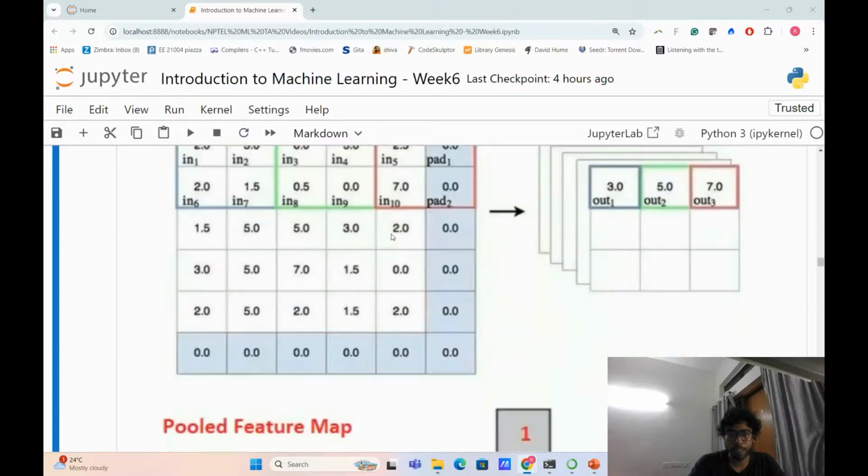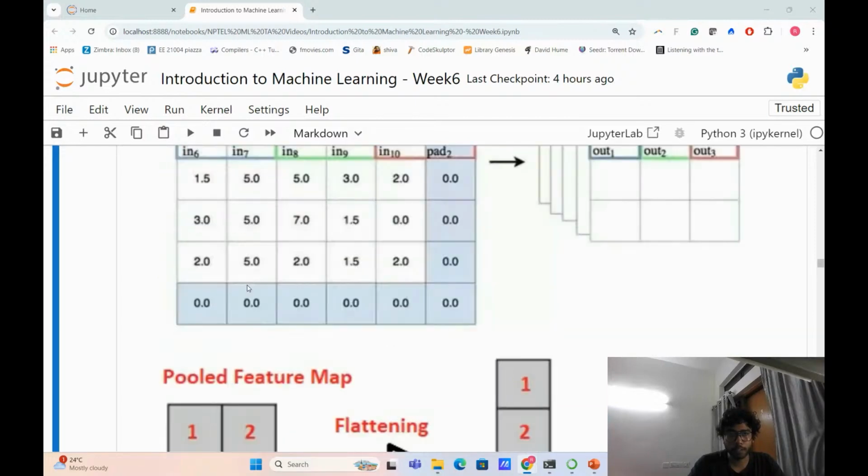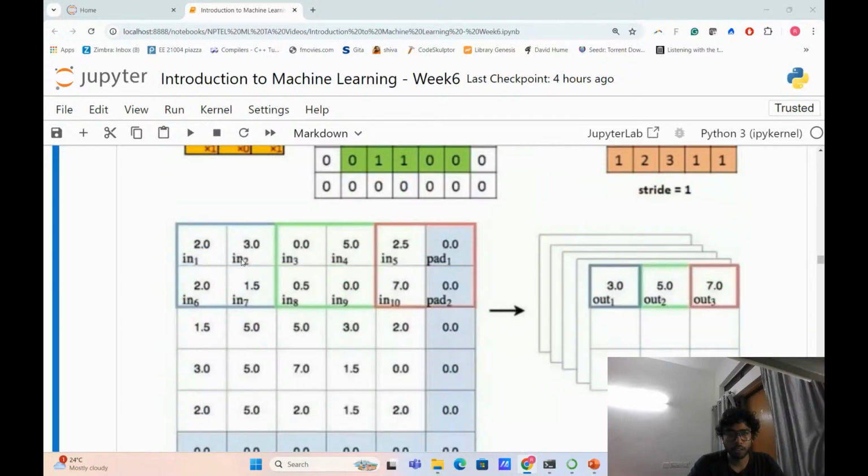So after padding, what you do is that you pool the features. Pooling could be max pooling or mean pooling. In this case, we are doing max pooling. For example, you take a set of 4 pixels and check what is the maximum of these 4 pixels. So 2, 2, 3, and 1.5. So 3 is the maximum. You put the maximum value over here. Similarly, you do it for all the remaining. So 5 is the maximum. So that is the pooling.